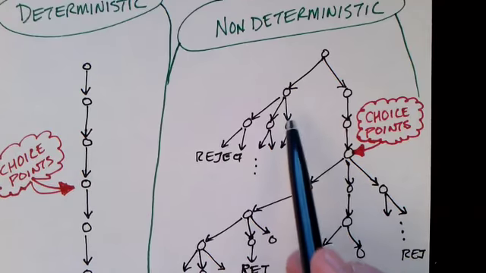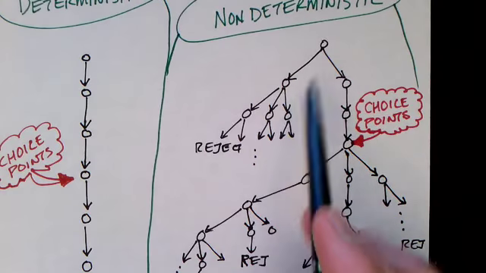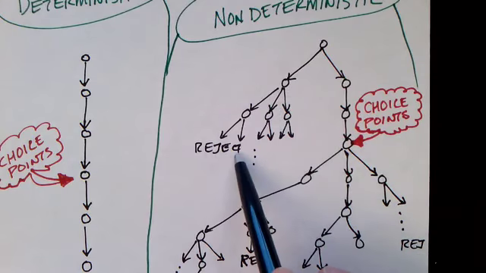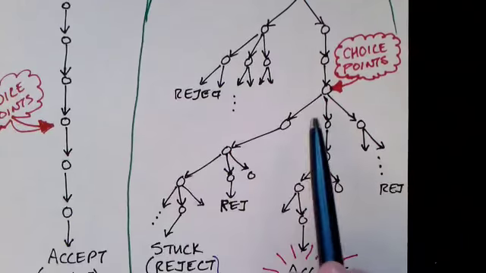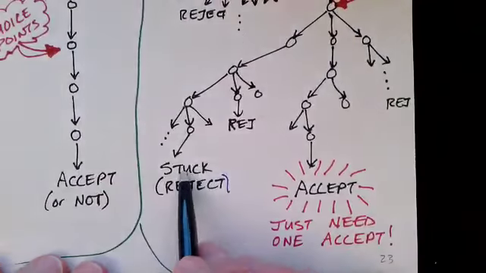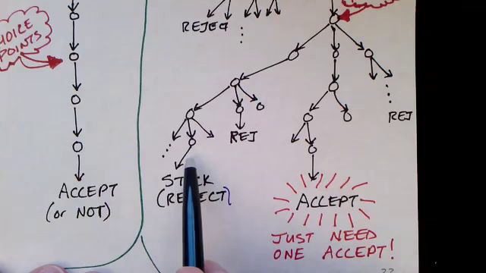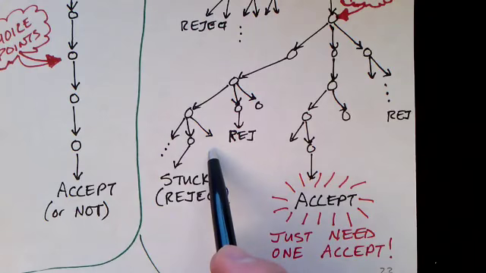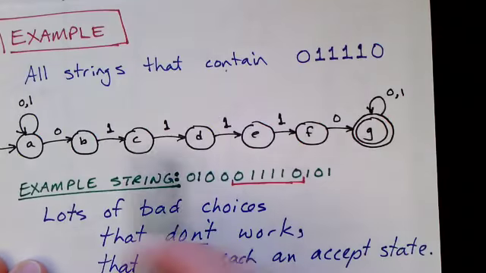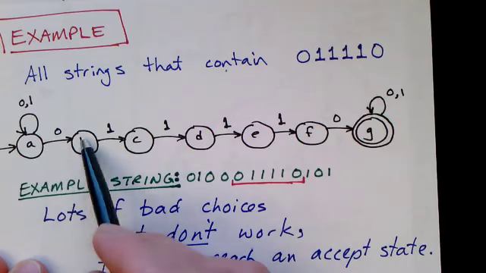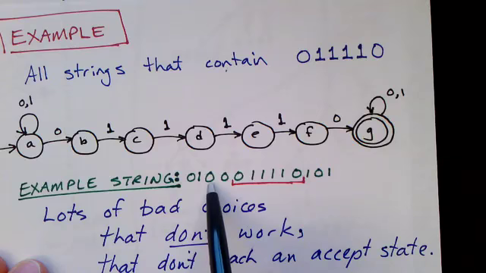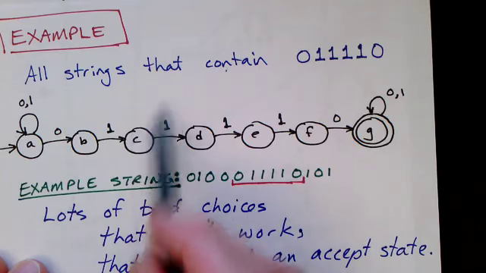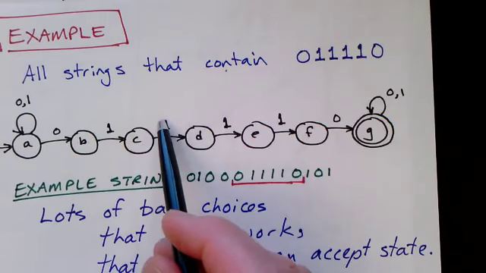And in the non-deterministic machine, some choices that we make might end in reject. Many will end in reject. Some might get stuck. We saw in our previous example that there were some states where there was no possible edge to take. Just to repeat that, if, for example, I had taken 0, 1, and then when I see the third 0, I'm in state C, there's no choice here. So I'm effectively stuck.